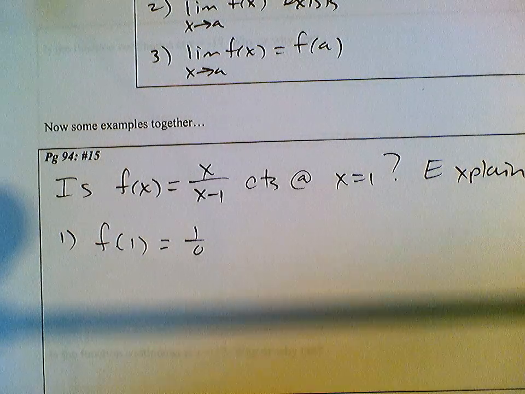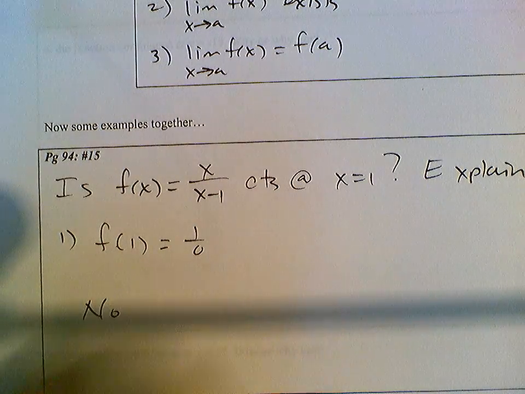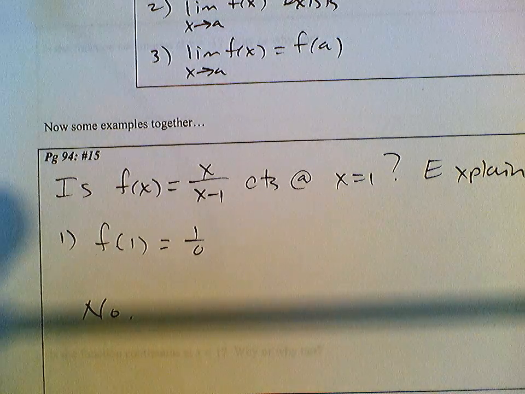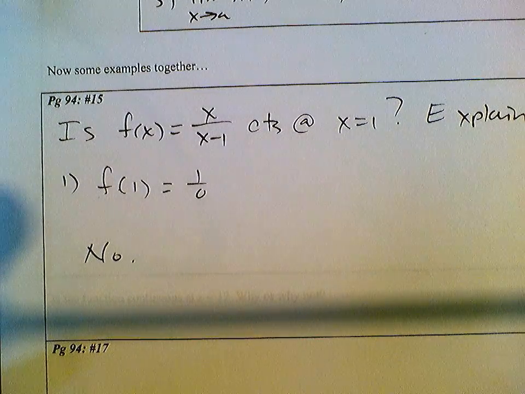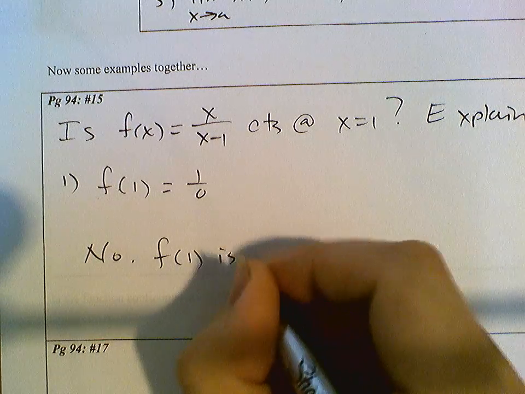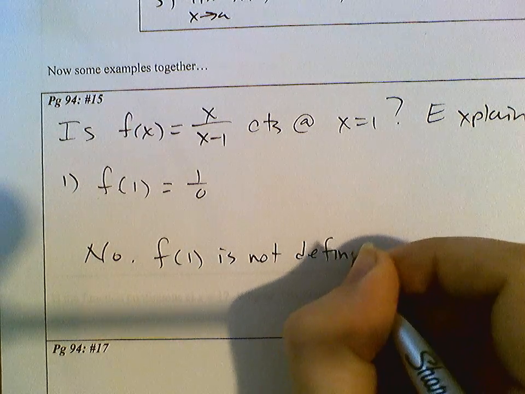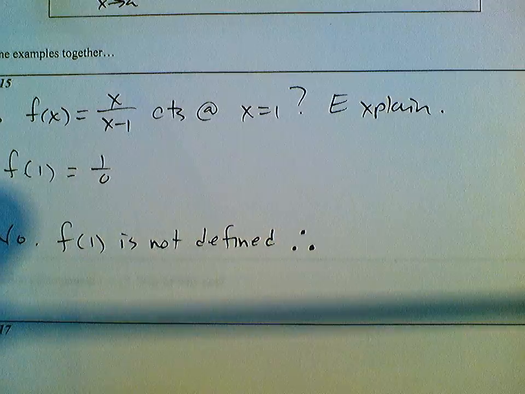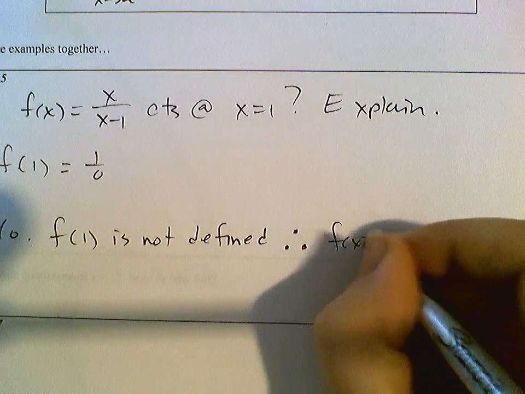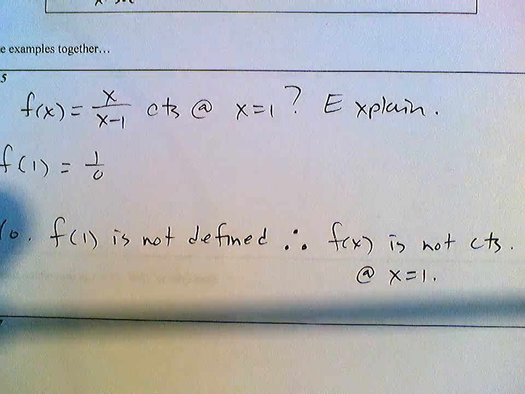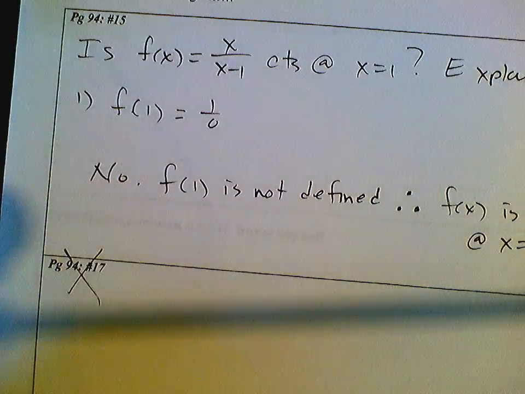So now I'm going to explain, and I'm just going to say no, and then I'll say f of 1 is not defined, therefore, those 3 dots mean therefore, f of x is not continuous at x equals 1. You can explain it in your own words. So that one was easy. All right, we're not going to do that one.